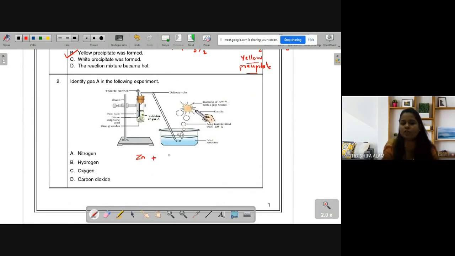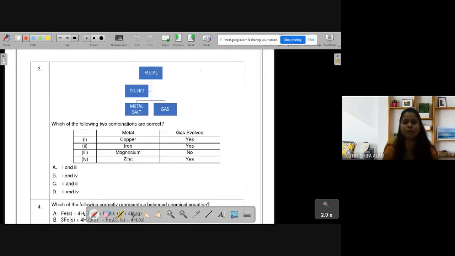To write the reaction, zinc granules when treated with dilute sulfuric acid, the reaction would be zinc sulfate and hydrogen gas is evolved. So they wanted us to identify gas A which is evolved in this tube. And the gas that is evolved is a hydrogen gas. So option B is the correct answer. We proceed with the next question, that is question number 3.